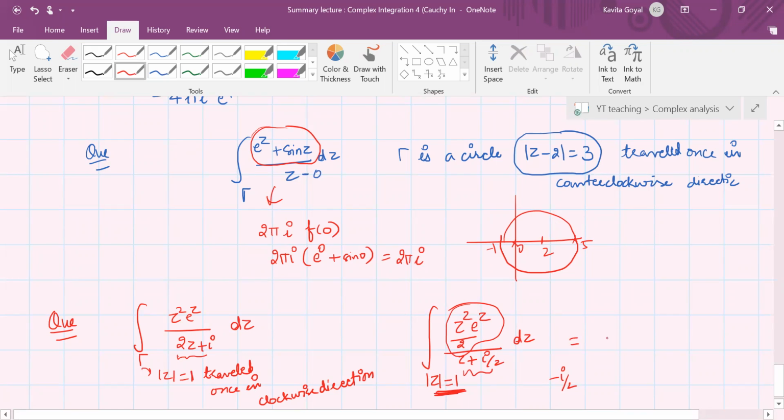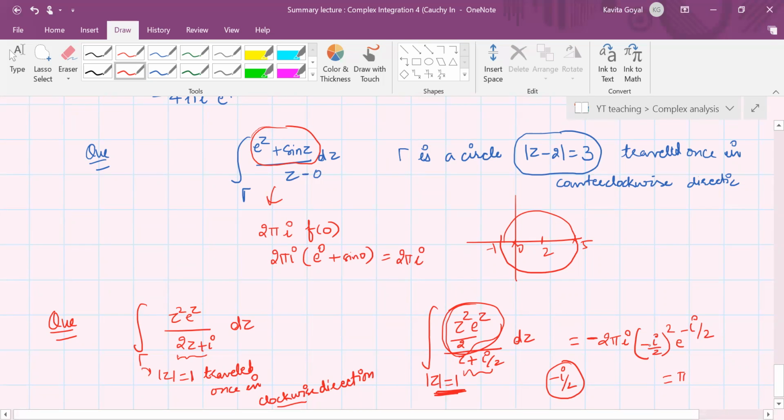Therefore, by Cauchy's formula this is equal to 2 pi iota into the value of the function at the point minus iota by 2. That is minus iota by 2 square e raised to power minus iota by 2. Also this is clockwise direction, so you will have a negative sign, right? So you have to make sure, otherwise it will be wrong. So clockwise direction you have to make negative sign.